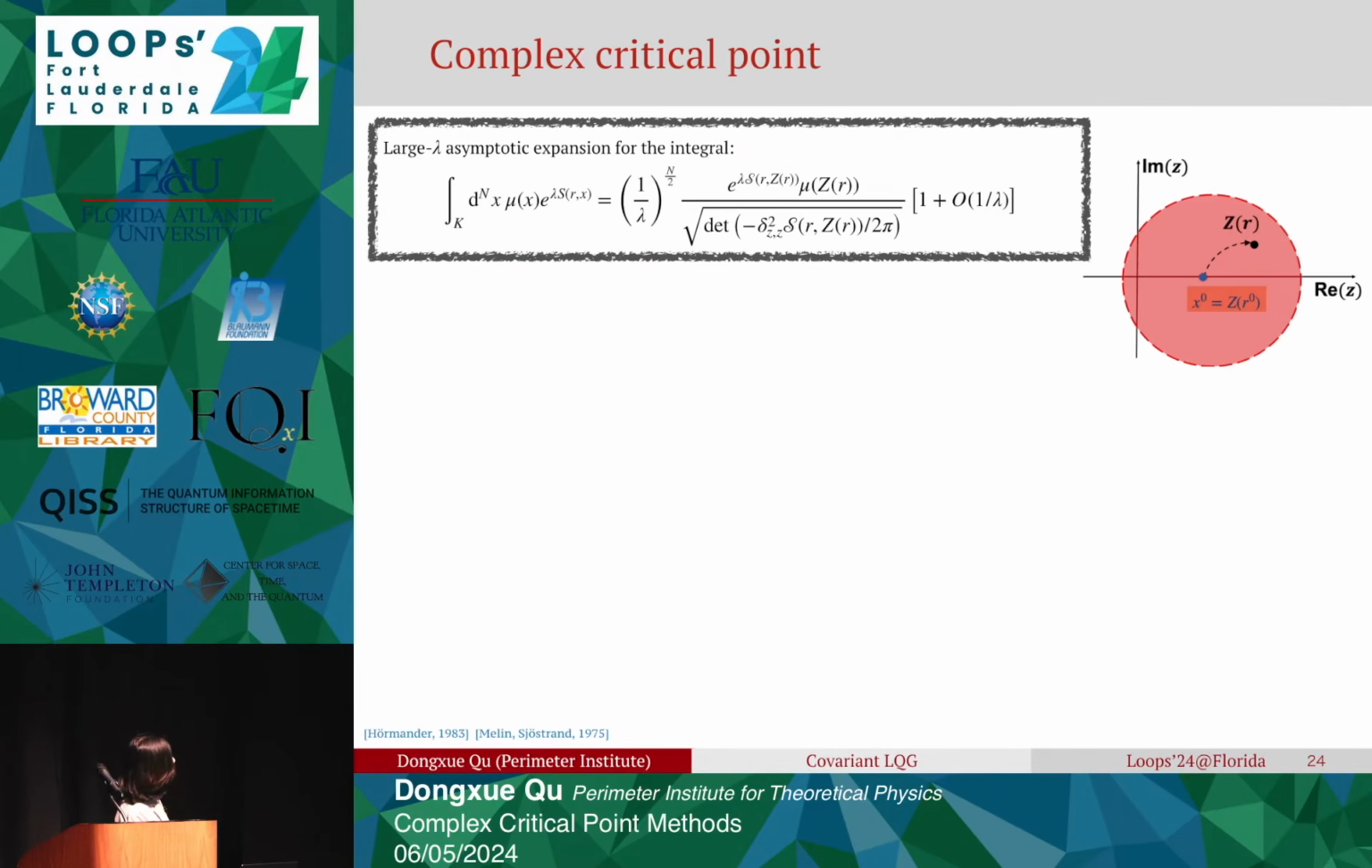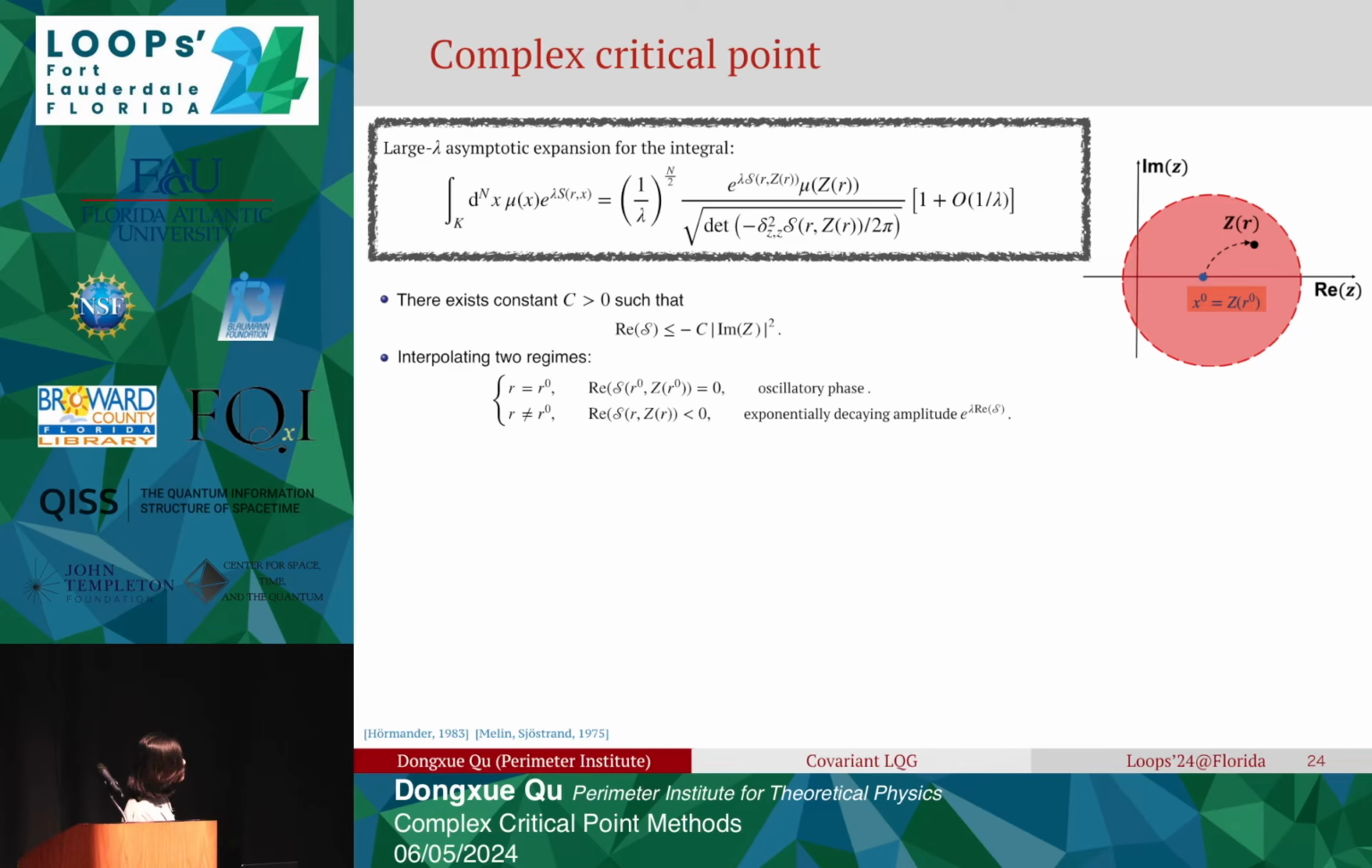With the complex critical point, now we can compute the large lambda asymptotic expansion. Look at the left-hand side, it's the integration over the real domain. But the right-hand side is the asymptotic expansion at the complex critical point. And this inequality tells us that only if the imaginary part of the complex critical point equals 0, the real part of the action will be 0. In the other case, if the imaginary part of the complex critical point is not equal to 0, then the real part of the action will always be less than 0.